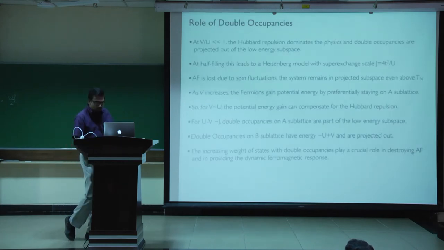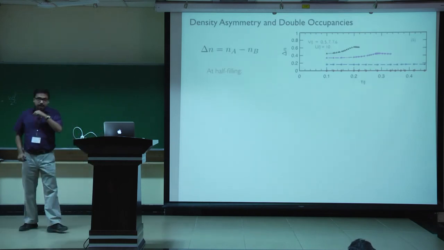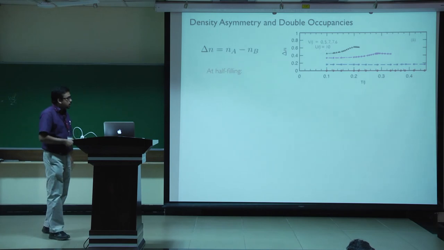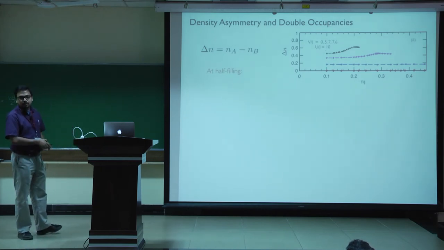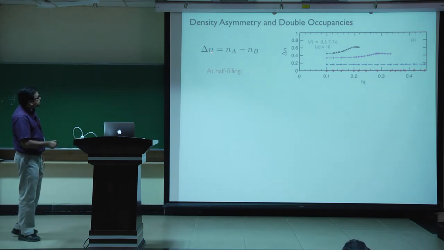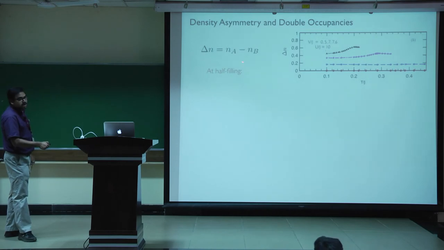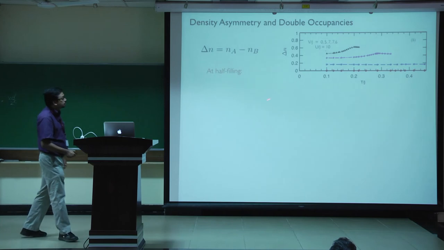And so let's actually skip this. Let's probably go here. How do we know that? What we can do, we cannot measure the number of double occupancies, we only have the single particle Green's function. However, what we can measure is delta N, which is NA minus NB, which is the difference in density between A and B sublattice.